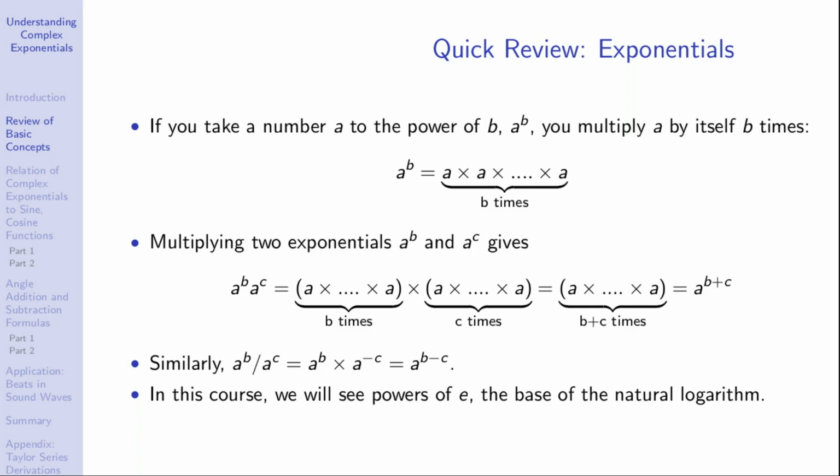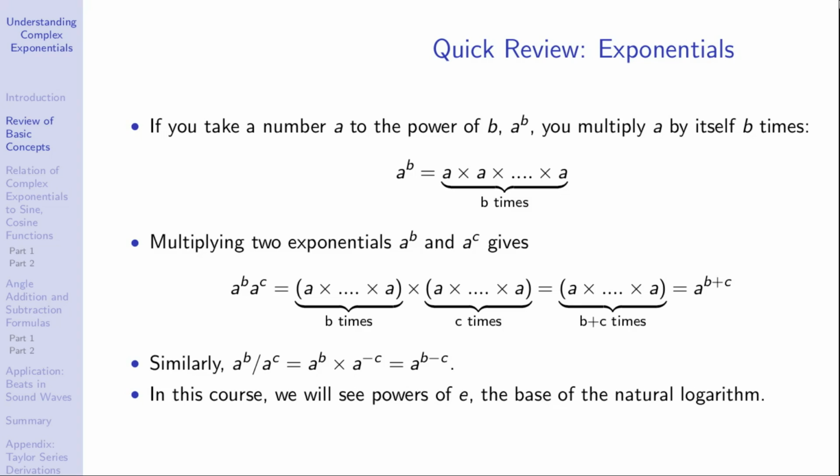If you take a number a to the power of b, so written as a with b in the exponent, you multiply a by itself b times. So a raised to the power of b equals a times a times a, etc., b times.